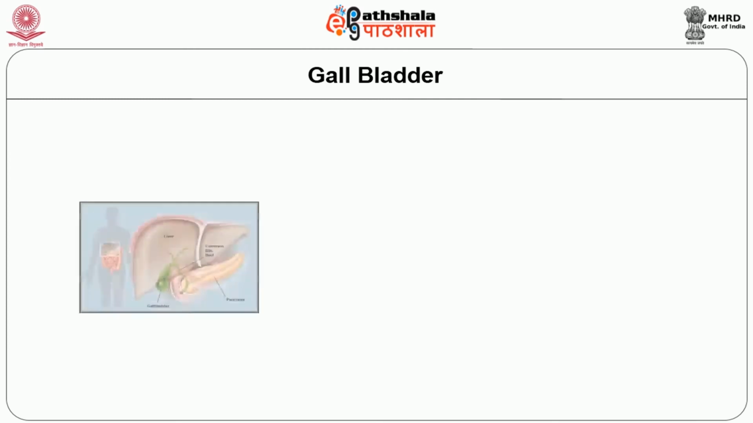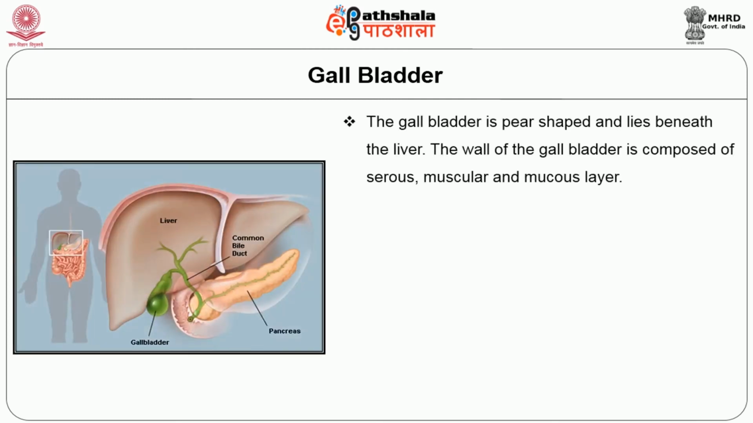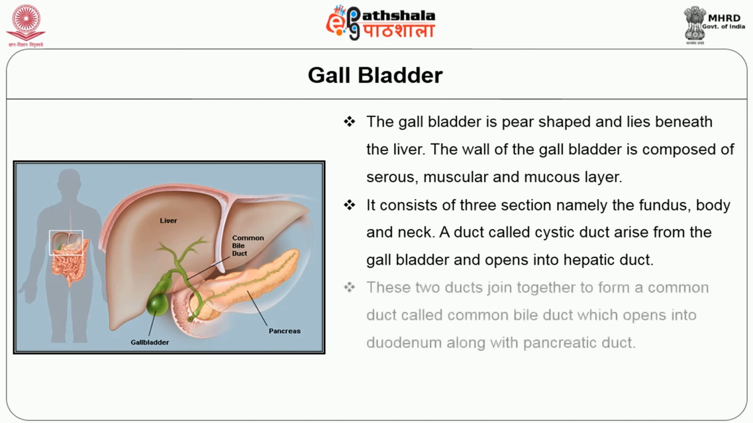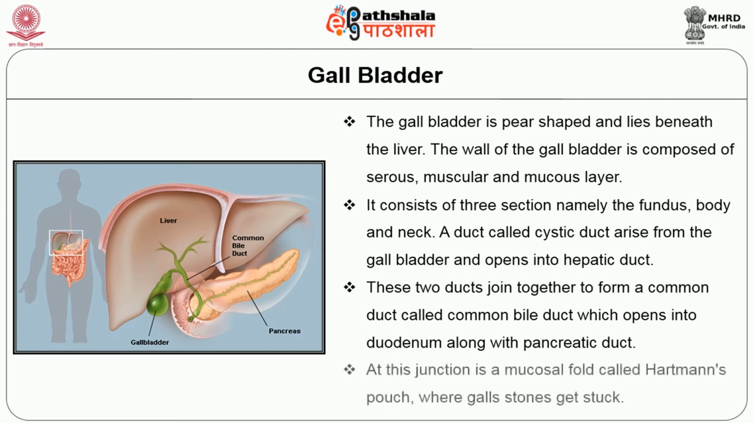The gallbladder, which is a pear-shaped organ, lies beneath the liver. The wall of the gallbladder is composed of serous, muscular and mucous layer. It consists of three sections, namely fundus, body and neck. A duct called cystic duct arises from the gallbladder and opens into hepatic duct. These two ducts join together to form a common duct called common bile duct, which opens into the duodenum along with pancreatic duct. At this junction is a mucosal fold called Hartmann's pouch, where gallstones get stuck.